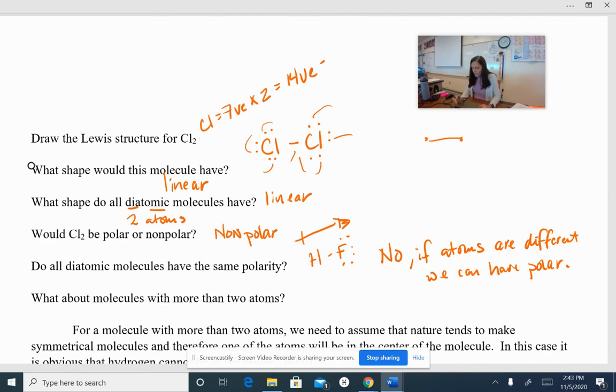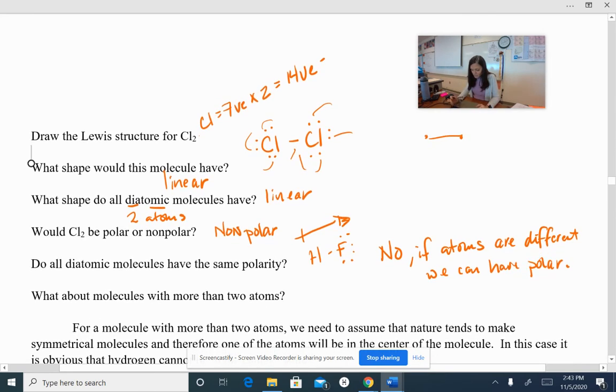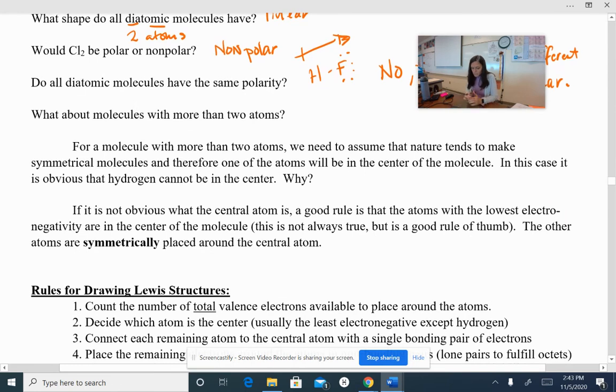Okay? What about molecules that have more than 2 atoms? Can we draw Lewis structures for that? Oh yeah, we sure can. For a molecule that has more than 2 atoms, we need to assume a couple of things. We need to assume that nature tends to make things that are symmetrical. So therefore, one of the atoms will be the center of the molecule.